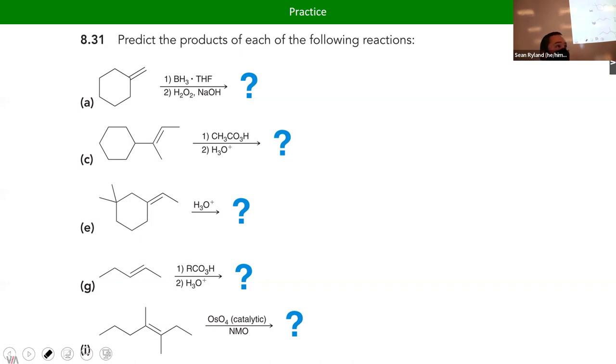And osmium is pretty expensive. Plus you don't want to have to pay for the disposal if you can avoid it. So if you can make it catalytic, you don't need as much of it. And so that means less to dispose of. So it'll be a syn dihydroxylation.